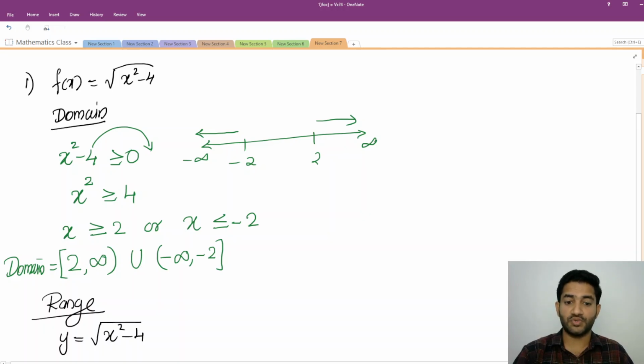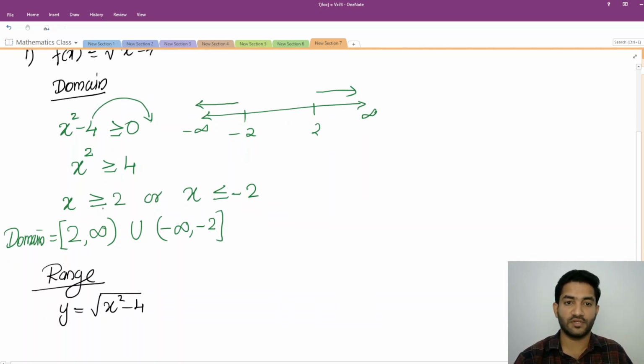So x in 2 to infinity is there. So we can consider x is equal to 100, 1000, crore, anything. Surely if you consider x is equal to 1000, what will happen? y will be 1000 square minus 1. So by using the values of x, we can find the range. We can find the values of y.